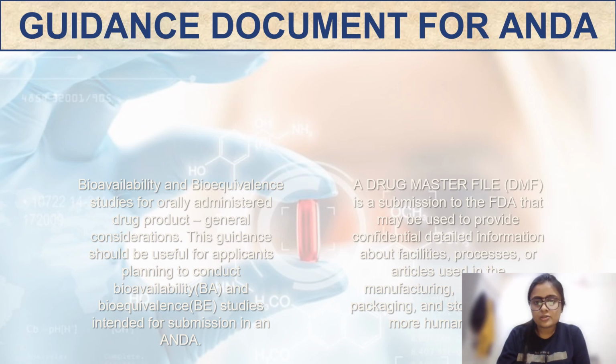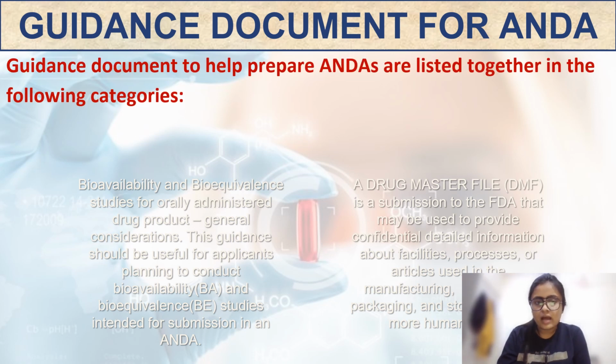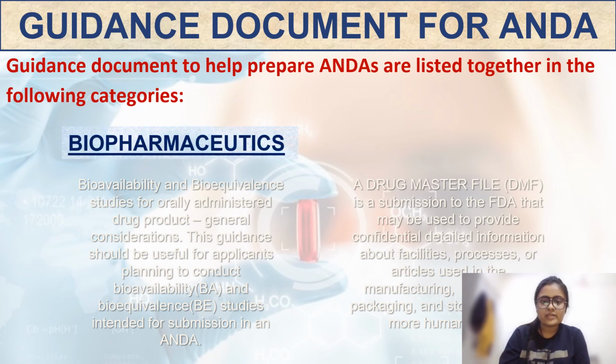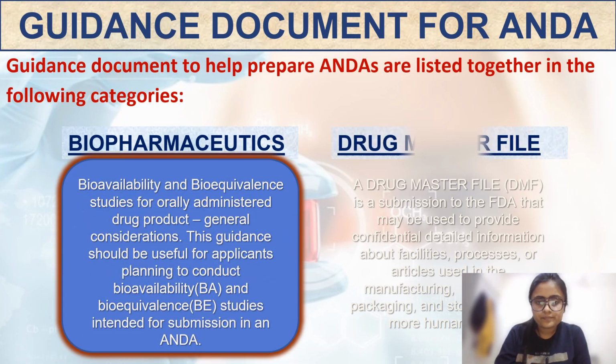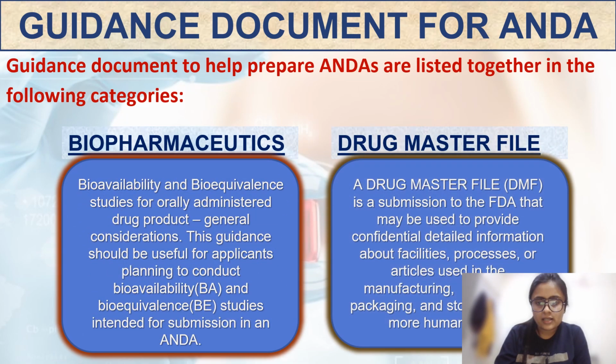So the guidance documents for ANDA. Guidance documents that help to prepare the ANDA are listed together in the following categories. The very first is biopharmaceutics, and the second one is drug master file. In biopharmaceutics, bioavailability and bioequivalence studies for orally administered drug products, general considerations: the guidance should be useful for applicants planning to conduct bioavailability (BA) and bioequivalence (BE) studies intended for submission in an ANDA.